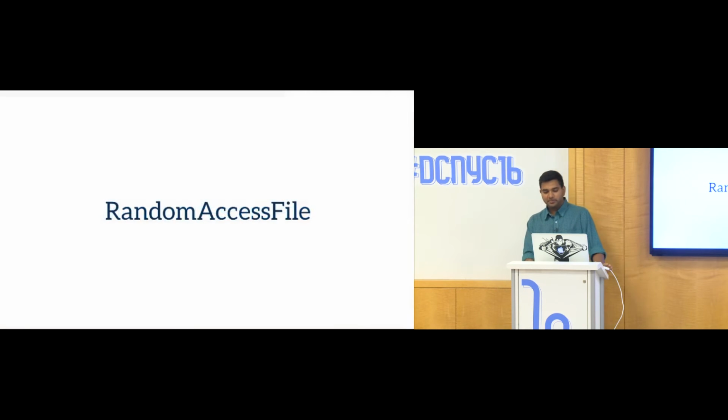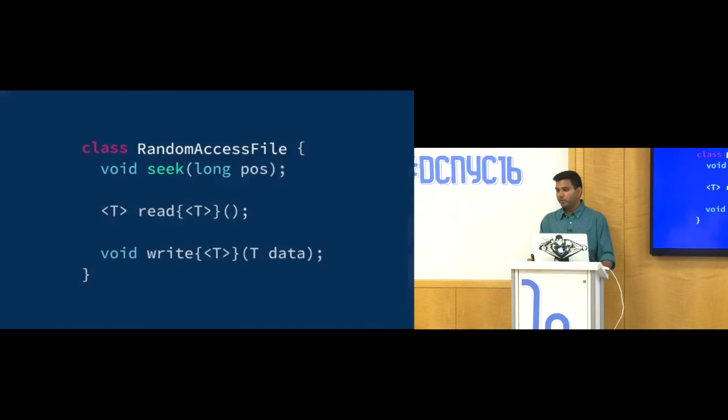So those are the file system guarantees. On top of that, this is just available in the Java standard library. It's a class called RandomAccessFile. Essentially what it is, is a file with a cursor, so you can jump around the file and you can read or write wherever you want. This is sort of what the API looks like.